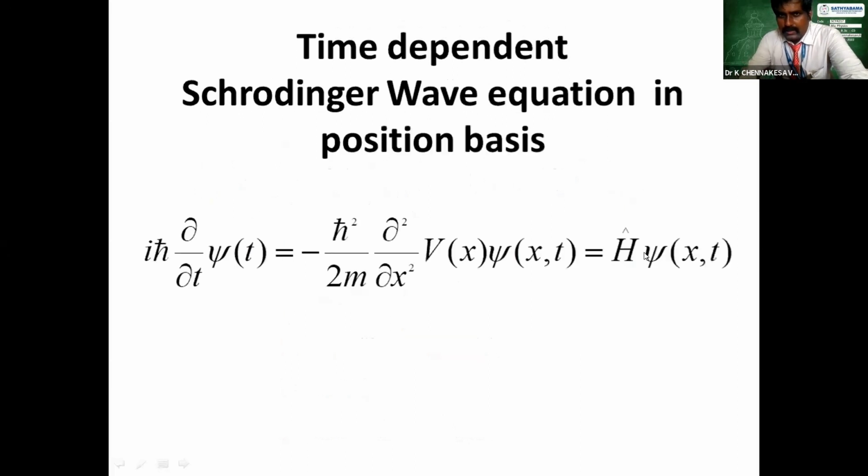And the time dependent Schrodinger wave equation with respect to position, here we are taking position in x, only in 1 dimension. If you want to write the time dependent Schrodinger wave equation for position in three dimensions, we have to write psi of x, comma y, comma z.